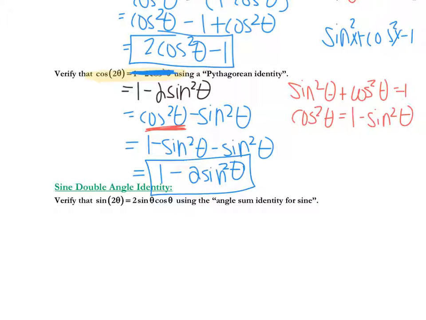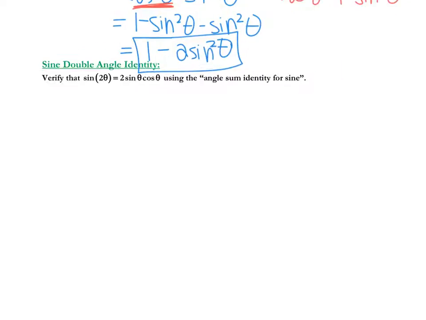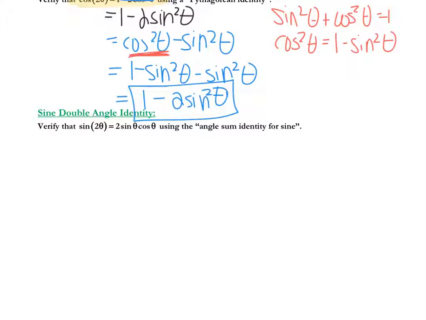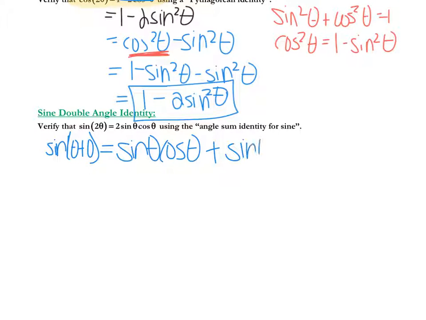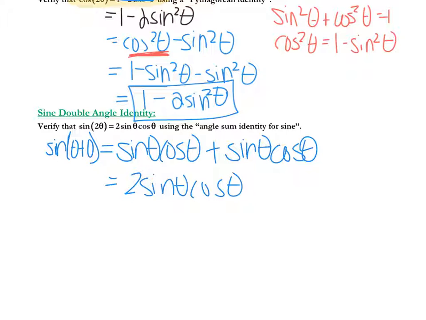Nice thing is, for the sine double angle, there's only one. So we're going to apply our sum identity. So sine of theta plus theta. So we're going to do sine theta, cosine theta. Remember that if it's addition in the identity, it's addition when we expand it out. And then sine theta, cosine theta. Combine like terms, and you get 2 sine theta, cosine theta.